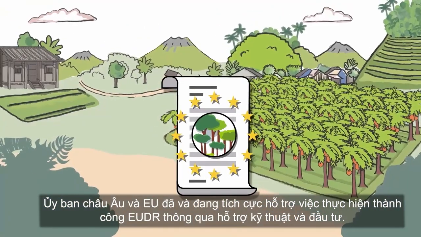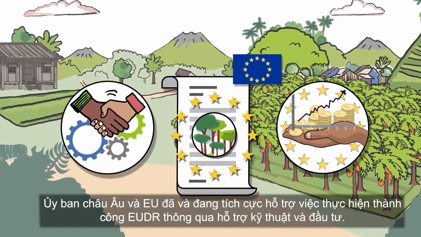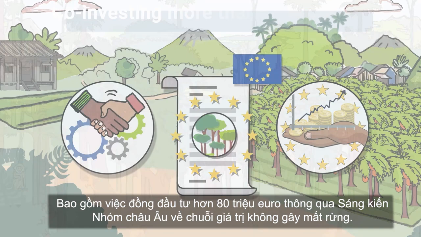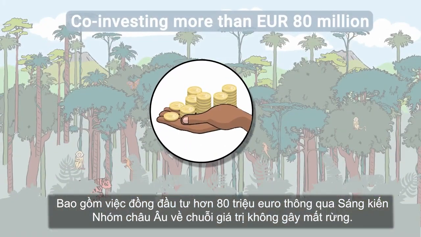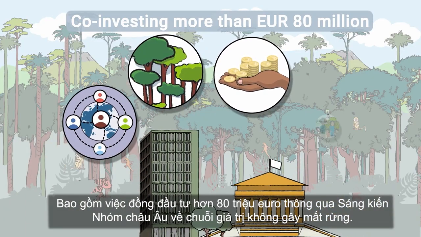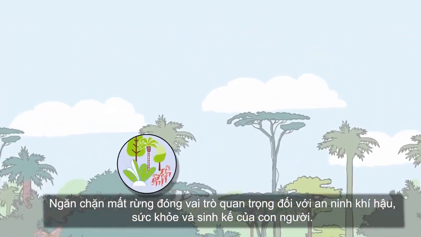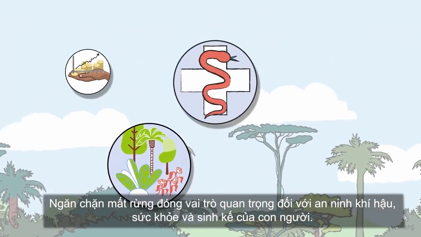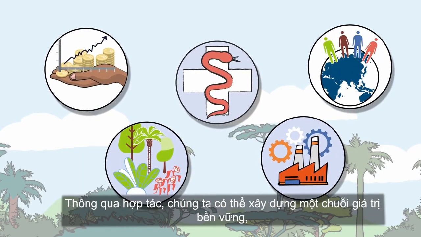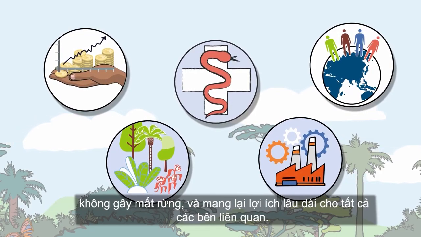The EU Commission and the EU already actively support the successful implementation of the EUDR through technical assistance and investments. This includes co-investing more than €80 million through the Team Europe initiative on deforestation-free value chains. Climate security, our health and livelihoods all depend on halting deforestation. Through collaboration, we can create inclusive, sustainable and deforestation-free value chains.